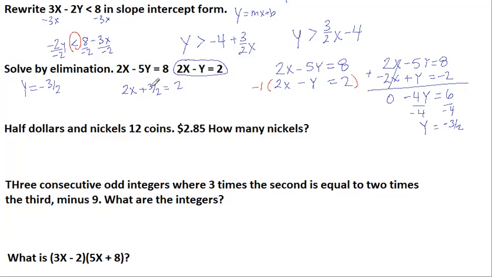You know what? I'll subtract the 3/2 to this side. So I'll have 2x is equal to 2 minus 3/2. Well, 2 is the same as 4/2. So 4/2 minus 3/2 is just 1/2. And then the last thing to do is divide by 2.